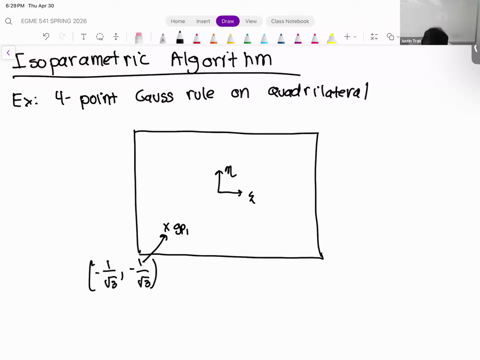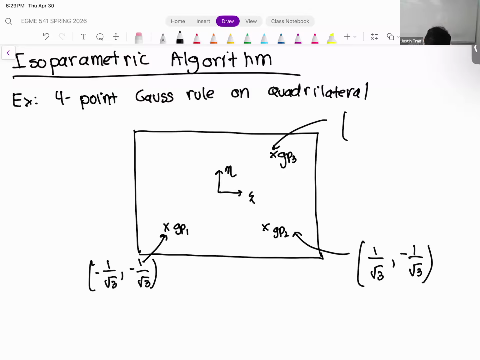Next, we have GP2 here. The coordinates for this node are +1 over √3, comma -1 over √3. Next, we have Gauss point 3 right here. This is +1 over √3, +1 over √3. And then we have GP4. This is -1 over √3, +1 over √3.